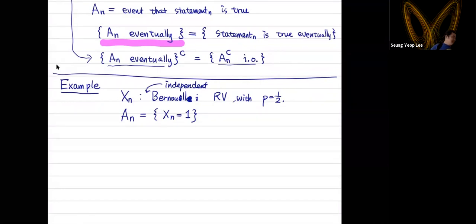Okay. Now let's consider An eventually. An eventually means if n is large enough, you keep getting head. So after a certain point, you keep getting head. That's An eventually. What will be the probability of such an event?